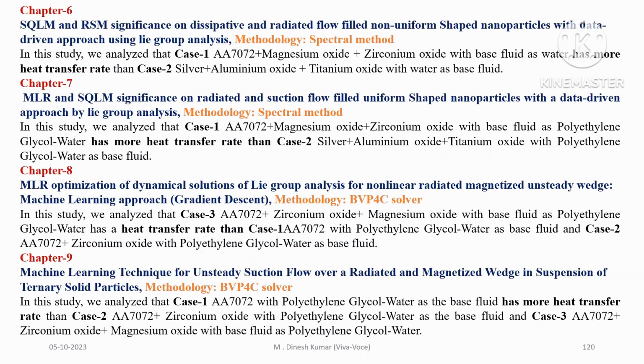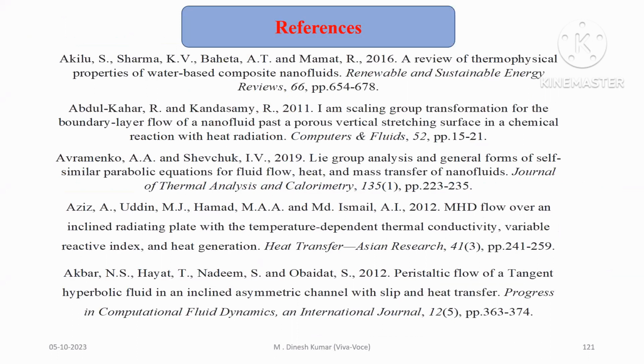In chapter 6, the methodology used is the spectral method, a numerical method, and case 1 has more heat transfer rate than case 2 nanoparticles. In chapter 7, the numerical technique used is the spectral method, and case 1 again has more heat transfer rate than case 2. In chapter 8, case 3, that means ternary hybrid nanofluid, has more heat transfer rate compared to hybrid and nano. And in chapter 9, when I applied suction and partial slip effect, case 1, that means nanoparticle, has more heat transfer rate compared to case 2 and case 3. These are some of the references.